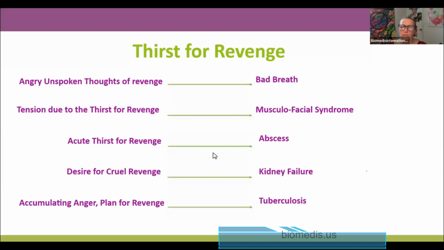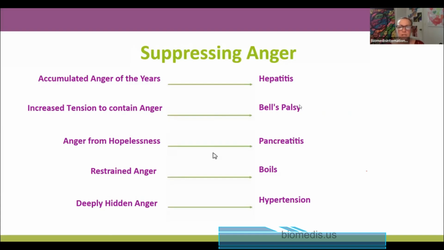Desire for cruel revenge, kidney failure. Accumulating anger, plans for revenge, tuberculosis. If a person suppresses anger for years, it may result in hepatitis. Increased tension to contain anger, Bell's palsy. Anger from hopelessness, pancreatitis. Restrained anger, boils. Deeply hidden anger, hypertension.